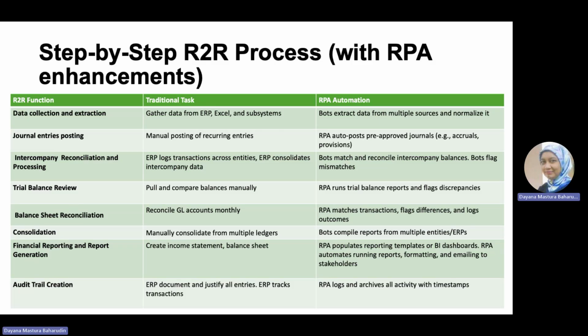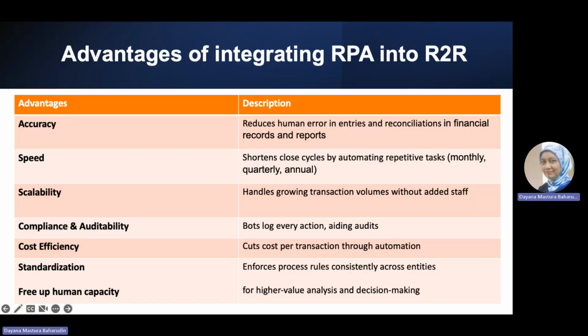Okay, and lastly, we have the audit trail creation. So ERP traditionally would document and justify all entries. ERP tracks transactions. But now you have these bots, okay? Bots would log and archive all activity with timestamps, okay? So thank you, robots.